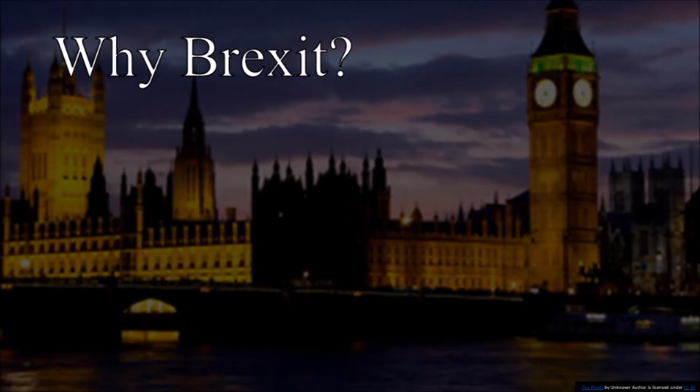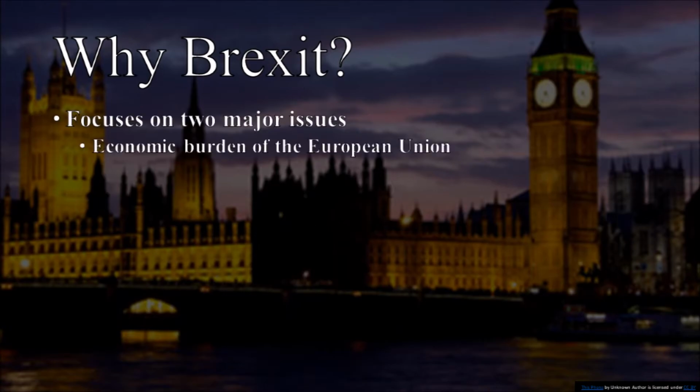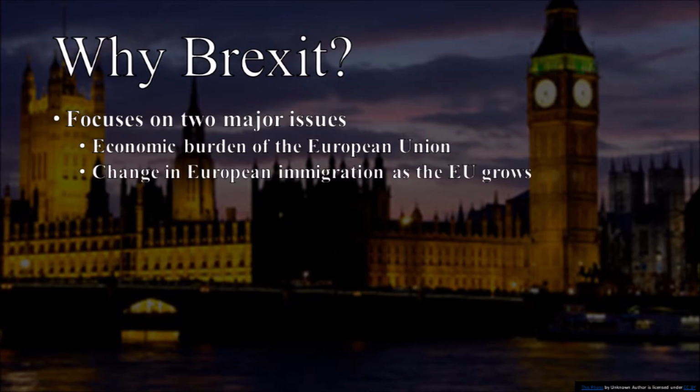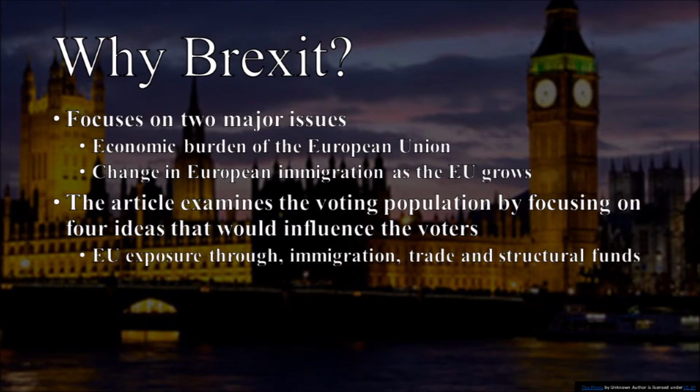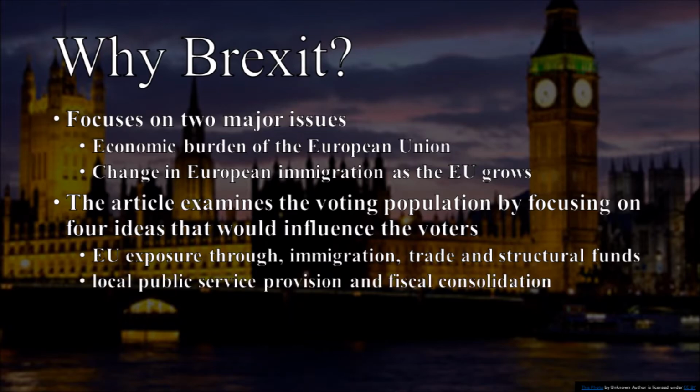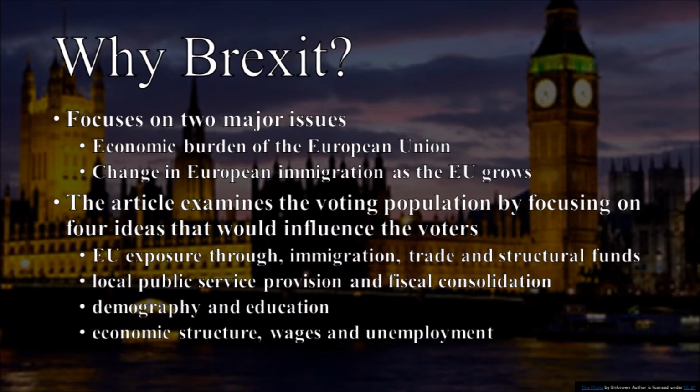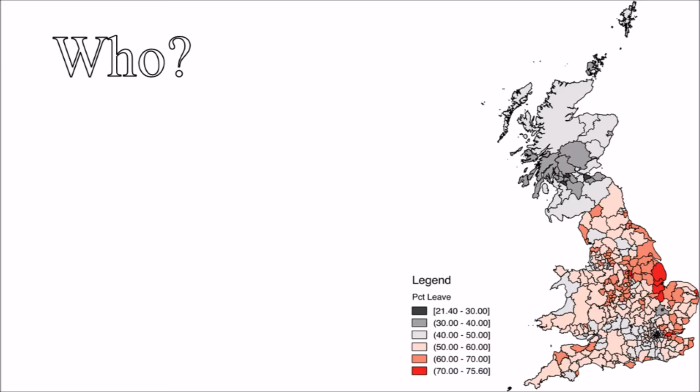So why Brexit? Well, Brexit focuses on two major issues. First, the economic burden of the European Union, and second, the change in European immigration as the EU grows. With these issues in mind, the article examines the voting population by focusing on 4 ideas that would influence the voters: EU exposure through immigration, trade and structural funds, local public service provision and fiscal consolidation, demography and education, economic structure, wages, and unemployment. So who voted?